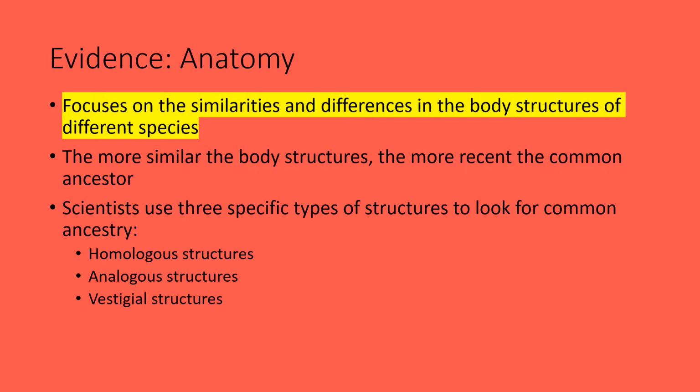So like I said, the more similar body structures that we have, the more recent the common ancestor. So if we say that fish and worms share a lot of similarities, they probably share a very recent common ancestor. That is not the case, but that's just an example. So we use three specific terms when we're looking at anatomical evidence. We have homologous structures, we have analogous structures, and we have vestigial structures. So we need to talk about what each of those are.